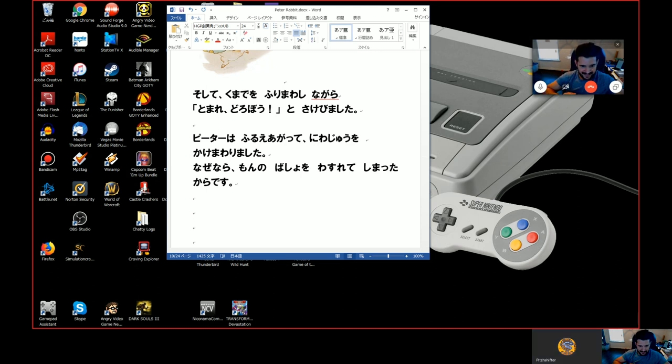Naze nara mon no basho o wasurete shimatta kara desu. Yes, excellent. So naze nara means because. Mon no basho, the place of the gate, I forgot.